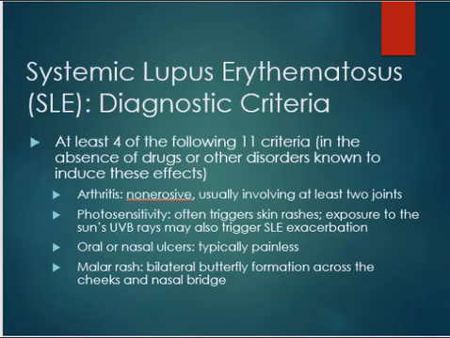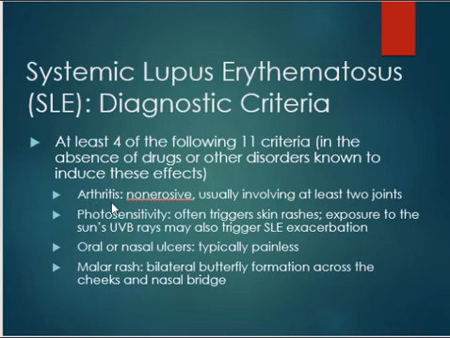Next, let's talk about systemic lupus erythematosus, SLE. And so there are certain diagnostic criteria for this condition. We know that it's an inflammatory autoimmune disease that affects many organs. And so we have a couple of slides that you have to have at least 4 of the following 11 criteria met in the absence of drugs or other disorders known to possibly cause these effects.